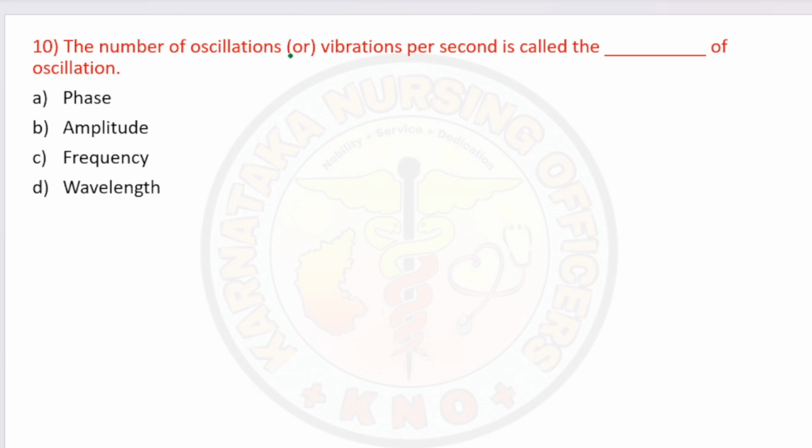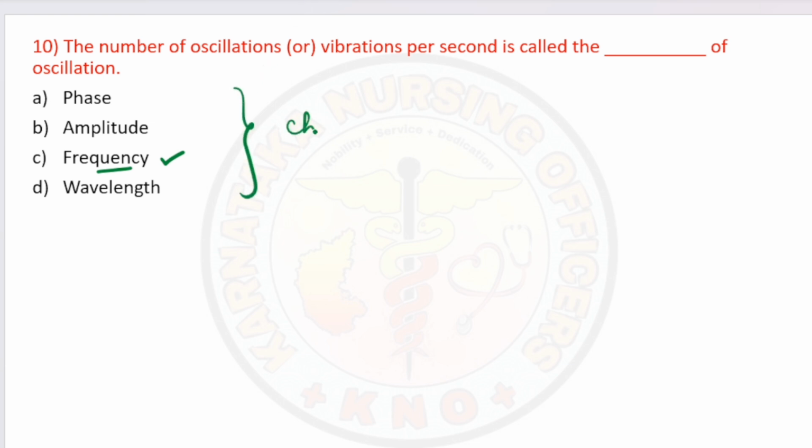The number of oscillations or vibrations per second is called the dash of oscillation. That is, the number of oscillations or vibrations per second is called the dash of oscillation. And the options are: phase, amplitude, frequency, wavelength. So what is the answer for this question? Yes, the correct answer is frequency. What is frequency? The number of oscillations per second is called frequency, and it is measured by a unit called hertz, right?